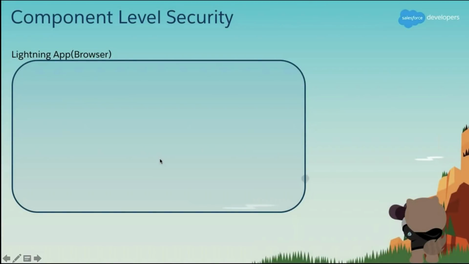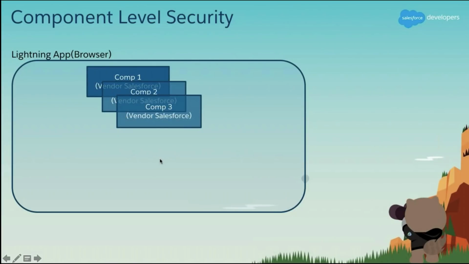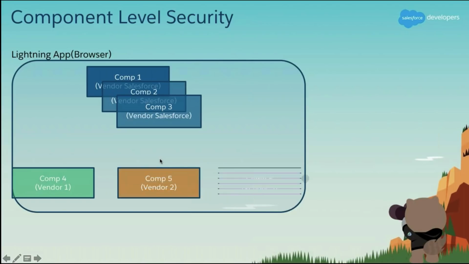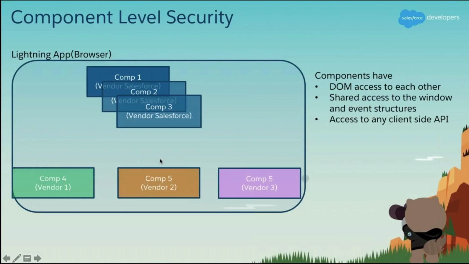Let's see the scenario here. I have a Lightning app running in the browser, which may have different components, some provided out of the box by Salesforce. It may also have components provided by third-party vendors, like here, you can see component 4, 5, and one more component from vendor 3. Because they have access to the DOM as a basic nature of JavaScript, these components can access the DOM of each other component.